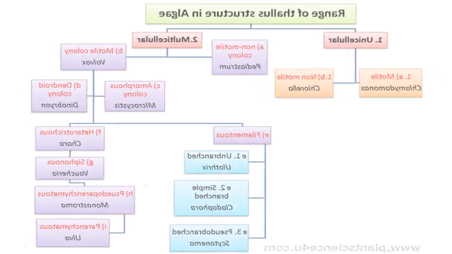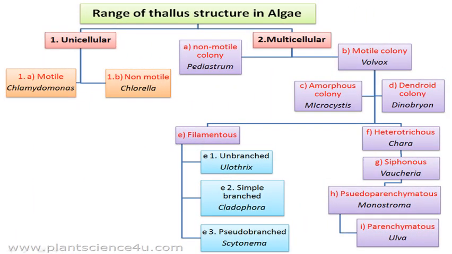Firstly, we'll understand it with the help of this flow chart. So we have the range of thallus organization in algae. Thallus, as we already know, this is the plant body that is not differentiated into true root, stem, or leaf. So it may be unicellular. Unicellular is further of two types, in which unicellular means in which the plant body consists of a single cell.